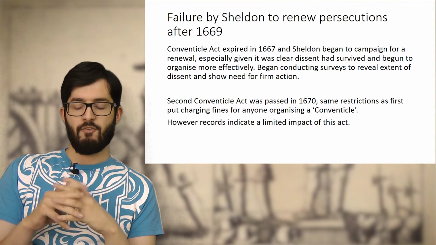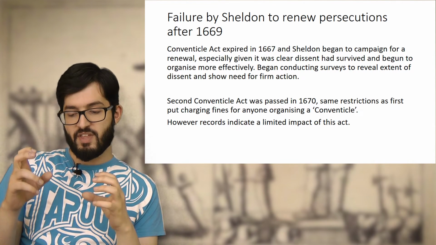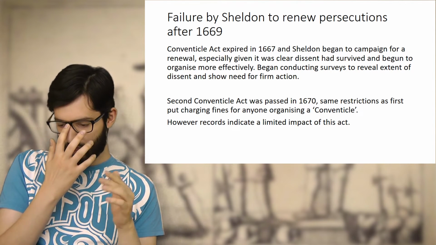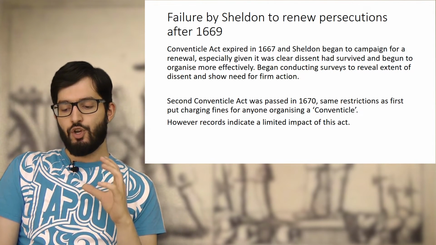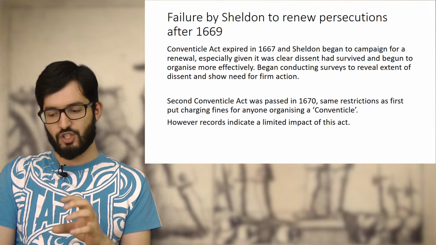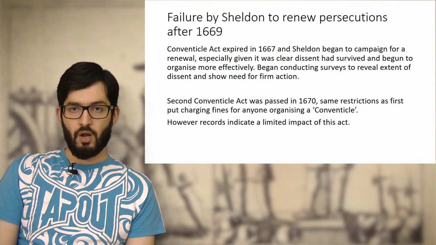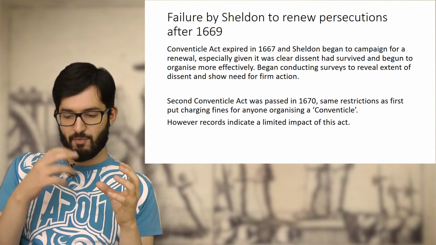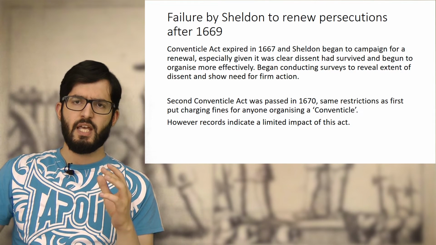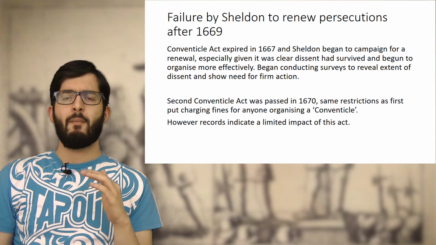And he goes about trying to prove that there is still a wide extent of non-conformist belief and there's a need for firm action. And so in 1670, they renew the Conventicle Act, and a second one is passed, which has the exact same restrictions as the first Conventicle Act, charging fines for anyone organizing a conventicle, or a worship meeting, of more than 5 people outside the church. But the records show that this attempt to renew persecutions by Sheldon has a very limited impact and doesn't really affect that many people.